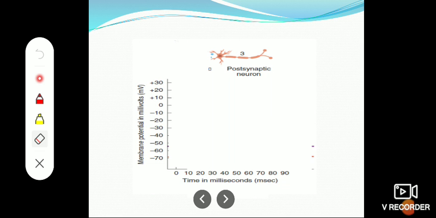Here we can see one neuron is stimulated. You can see a small potential develops, but not enough to fire. One more presynaptic neuron is stimulated. It will have a little bit more.